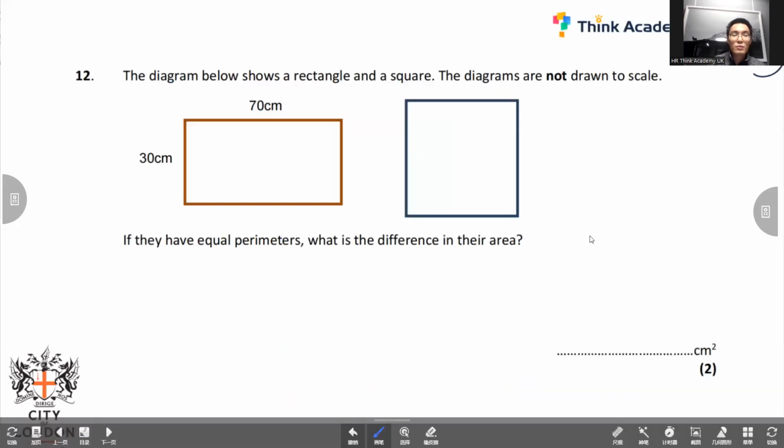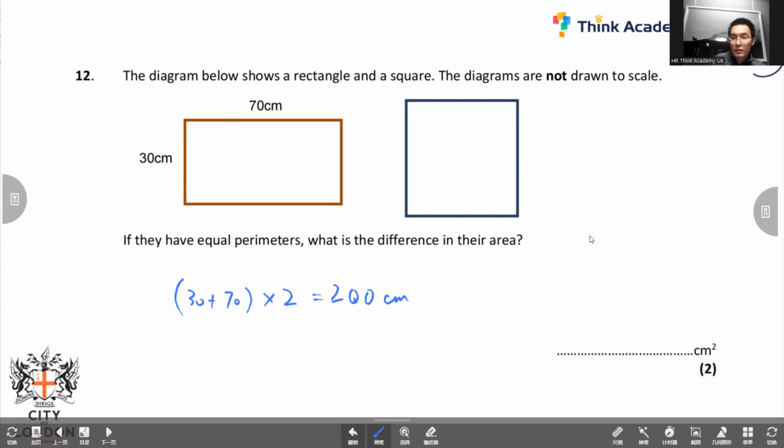Moving on to the next one. The diagram below shows a rectangle and a square. So this is the rectangle and this is the square. We don't know the side length of the square yet. So if they have equal perimeters, this is a condition we need to use. We can find the perimeter of the rectangle first, which is 30 plus 70, altogether multiplied by 2. Hope you still remember the formula to find the perimeter of a rectangle. And that will give us, this is 100 in the bracket, and then 100 times 2 is 200 centimeters. Pen is malfunctioning for a bit. 200 centimeters. This is the perimeter for the square as well.